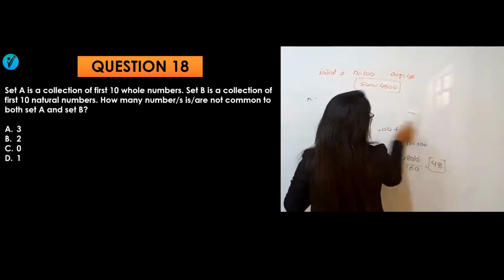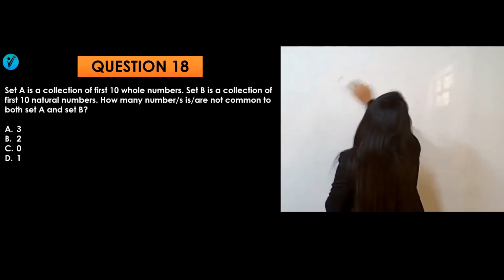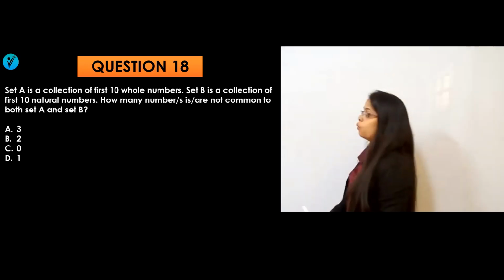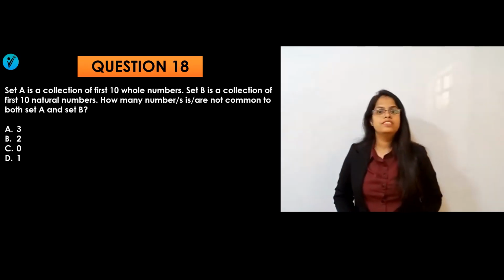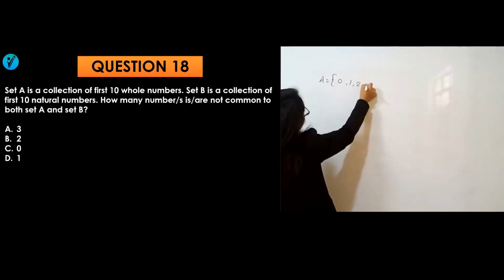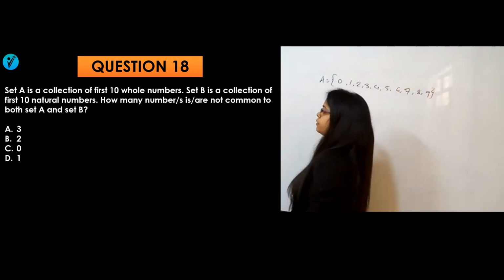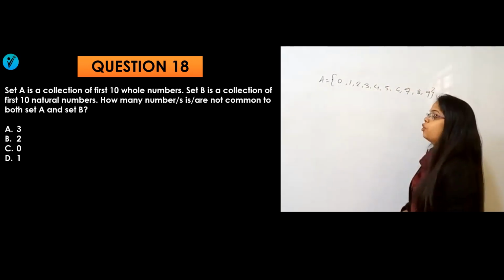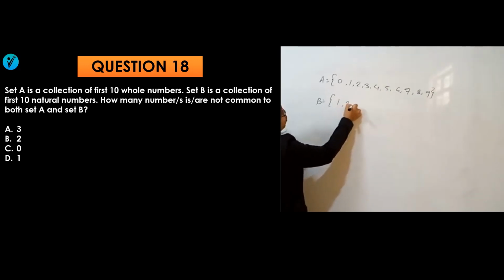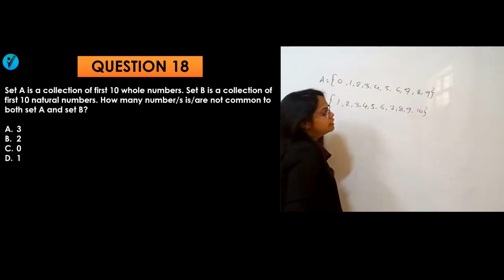Question number 18. Set A is a collection of first 10 whole numbers. Whole numbers means what? Which are starting from 0. So we can say that set A will be 0, 1, 2, 3, 4, 5, 6, 7, 8 and 9, because there are 10 numbers only. And set B is a collection of first 10 natural numbers. Which are the natural numbers? Which start from 1. So 1, 2, 3, 4, 5, 6, 7, 8, 9 and 10. These are the 10 natural numbers.